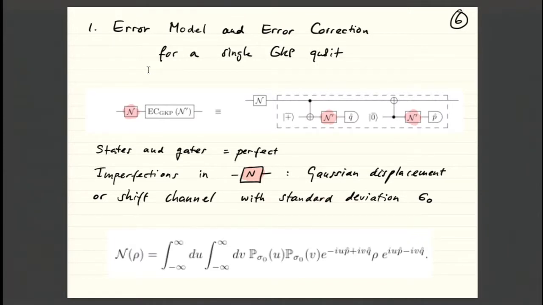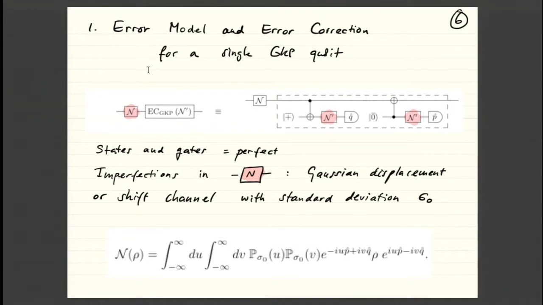And that's a channel, and I call that channel N of rho. This is the channel that we insert in a circuit. We assume that preparations of states and gates are perfect, like a C0 gate that's done here, it's perfect. And we just put the error in the channel. That's just a modeling step, and we have arguments why that's pretty general.